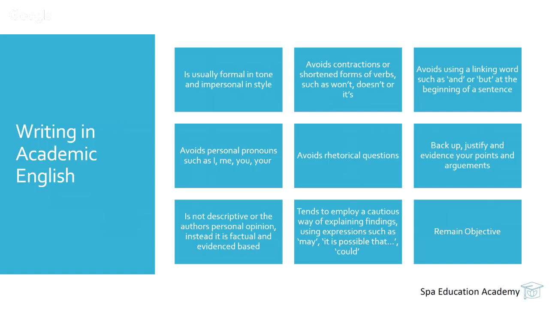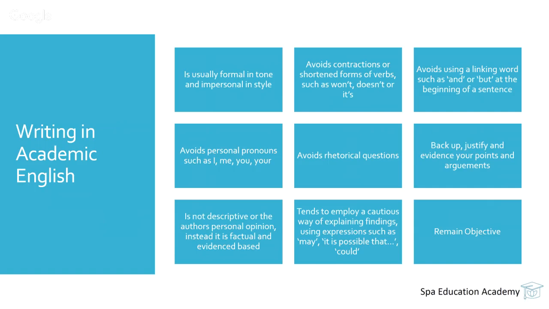You should be backing up, justifying and evidencing your points and arguments with citing and referencing sources of information from wider reading of books and articles. Academic writing is not descriptive or the author's personal opinion. Instead, it is factual and evidence-based. So although you have your experience, although you have your opinions, that is not what your academic writing is about. Unless you've actually done some primary research, then you can analyse that.